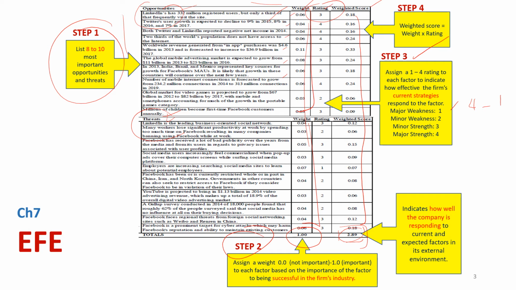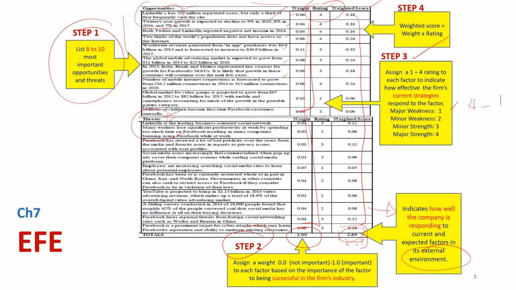If you look at the example in this particular slide, this is Facebook, taken from the textbook case. The total weighted score of Facebook in here is 2.89. This basically indicates how well the company is responding to the current and expected factors in its external environment. It is above 2.5, so this is what it basically indicates.